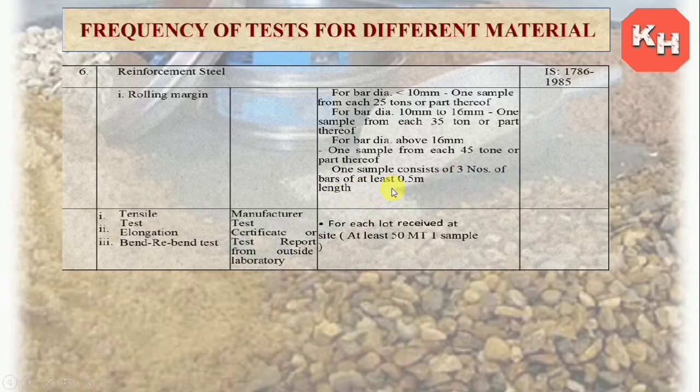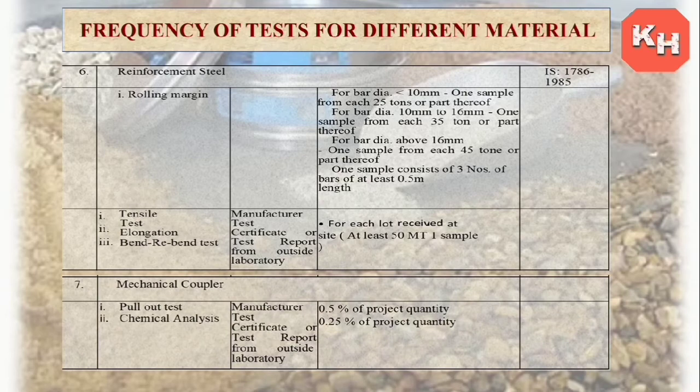One sample consists of at least 3 bars, each from at least 0.5 meter to 1 meter in length. This is as per IS 1786-1985. Tensile test, elongation test, bend and rebend test. For this also, a manufacturer's test certificate or test report from outside laboratories is required. For each lot at site, at least one sample per 50 metric ton. For every 50 metric ton, one sample is required.